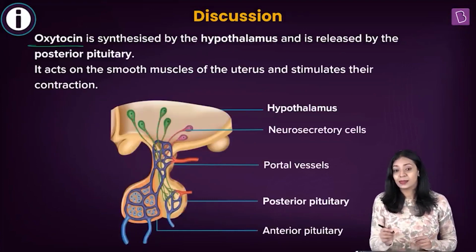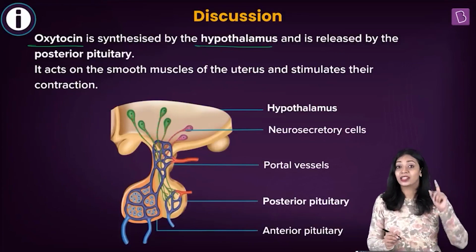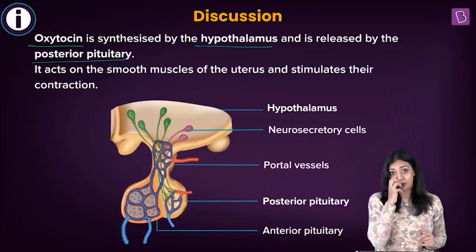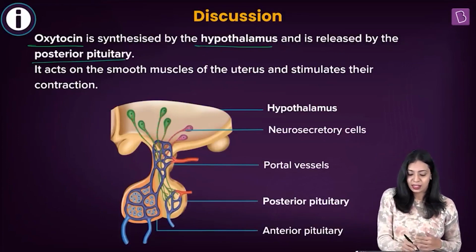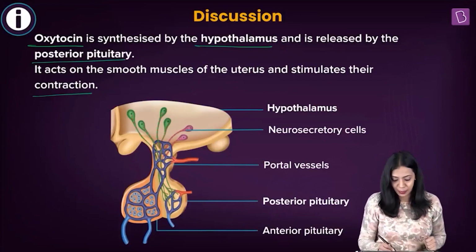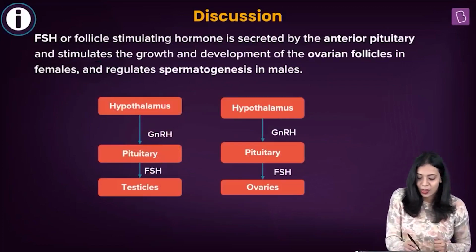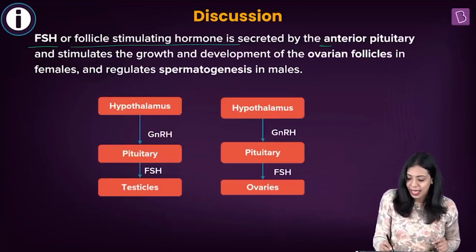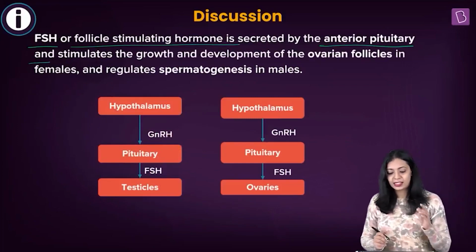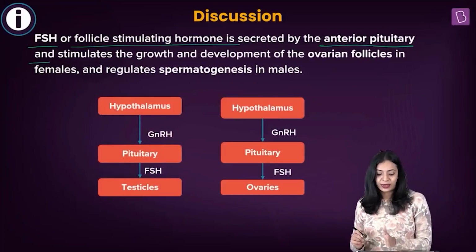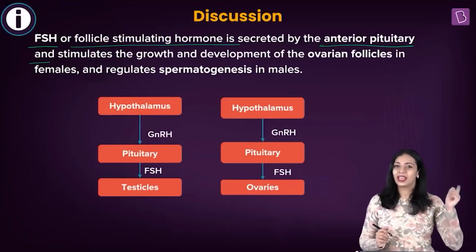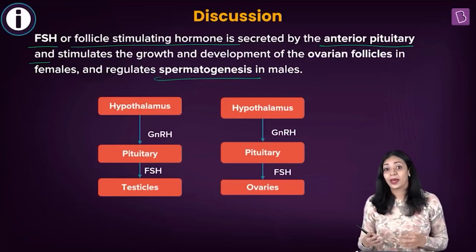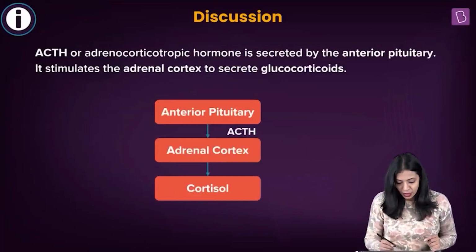Oxytocin is synthesized by the hypothalamus, like I told you, and it's released by the posterior pituitary. It acts on the smooth muscles of the uterus and stimulates their contraction during childbirth or parturition. Now, FSH is also known as follicle stimulating hormone. It is secreted by the anterior pituitary and it stimulates the growth and development of ovarian follicles in females. In males, it regulates spermatogenesis, which is the process by which sperms are formed.